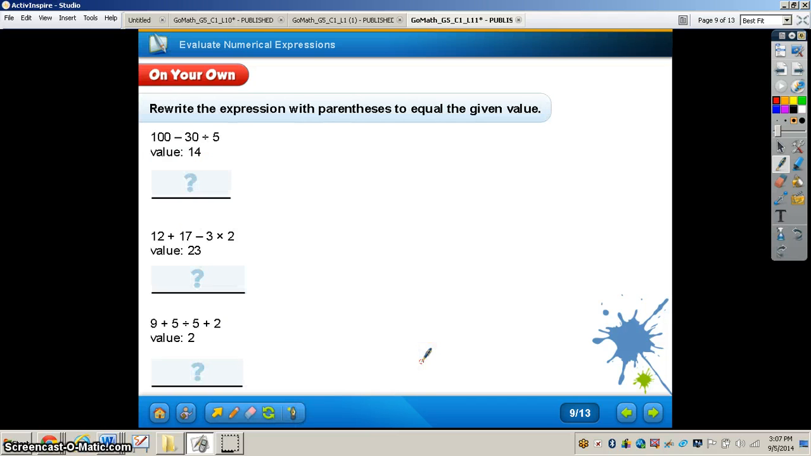Okay, here's another problem. These are numbers 12 through 14 on page 49. It says rewrite the expression with parentheses to equal the value given. So they're giving you the answer, and what you need to figure out is where to put the parentheses. So 14, 23, and 2 are all the values. They're all the answers, so just find where you need to put the parentheses. Work through these problems by yourself, and when you're finished, you can press play and I'll have the answers for you. So pause the video now. Okay, so here are the answers. You should have had 100 minus 30 in parentheses. And here are the other 2 answers as well.